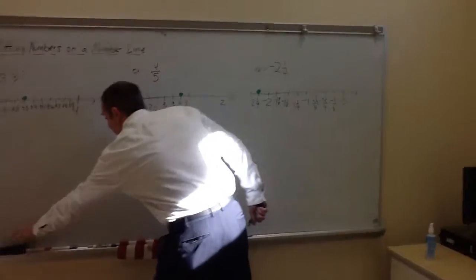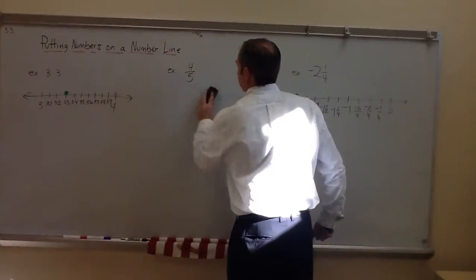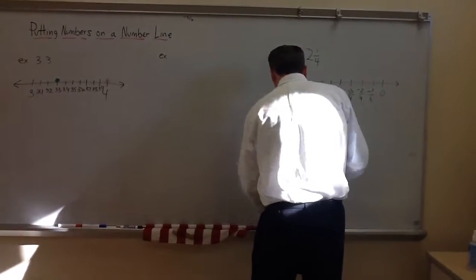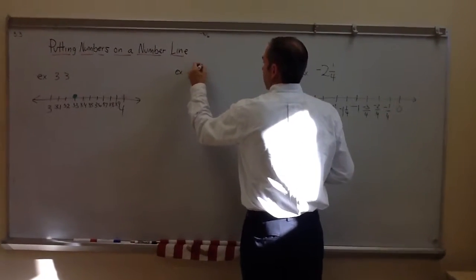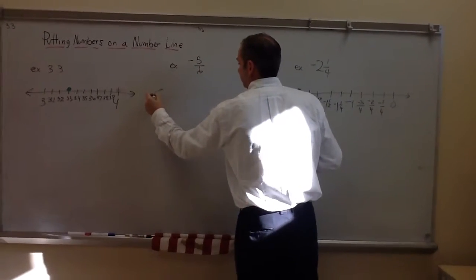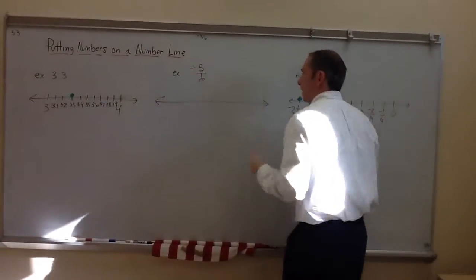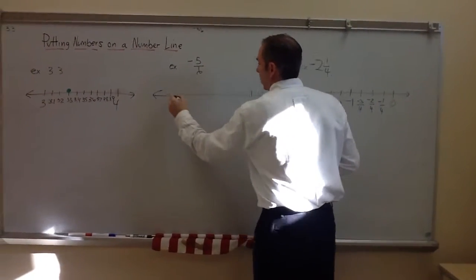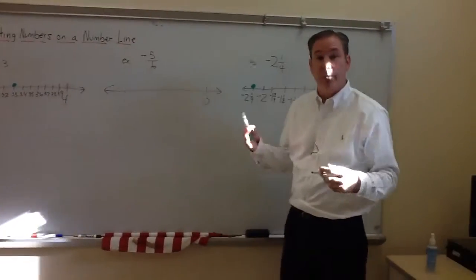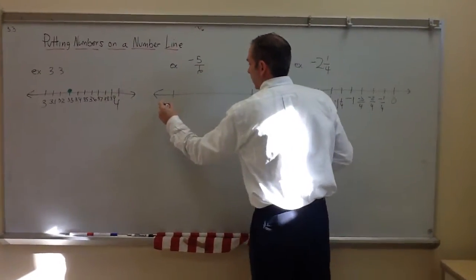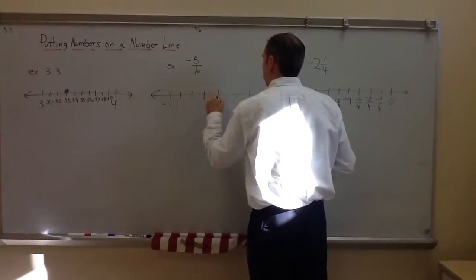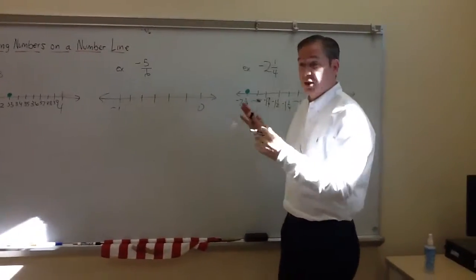And for our last one, let's try another negative. -5/6. Now -5/6 is between 0 and -1, so we know we have to split it up into sixths. That's 1, 2, 3, 4, 5. So now we've got it split up into sixths.